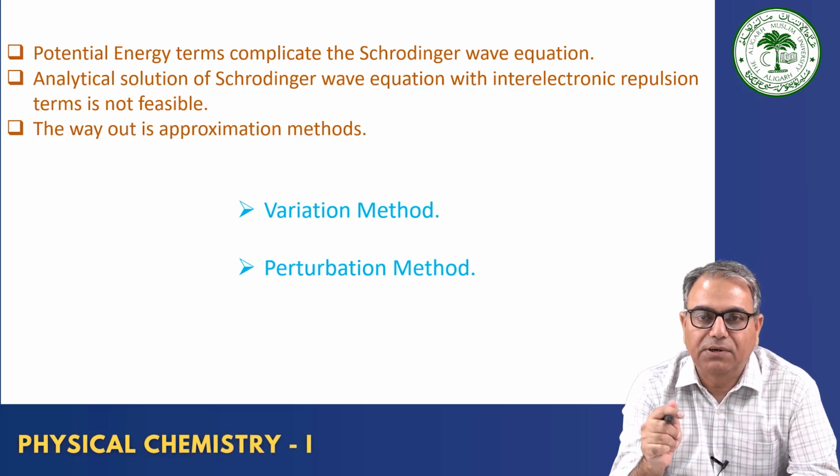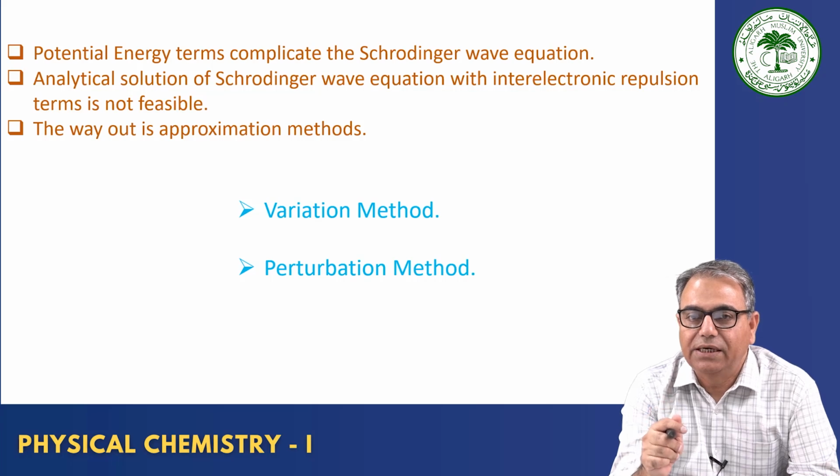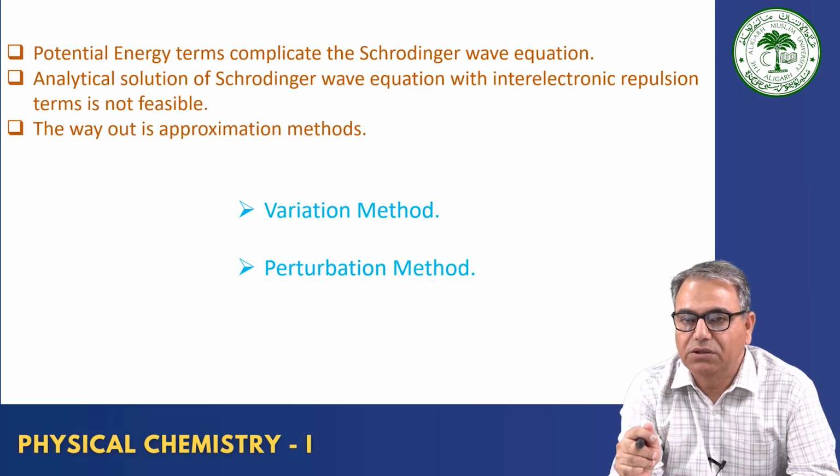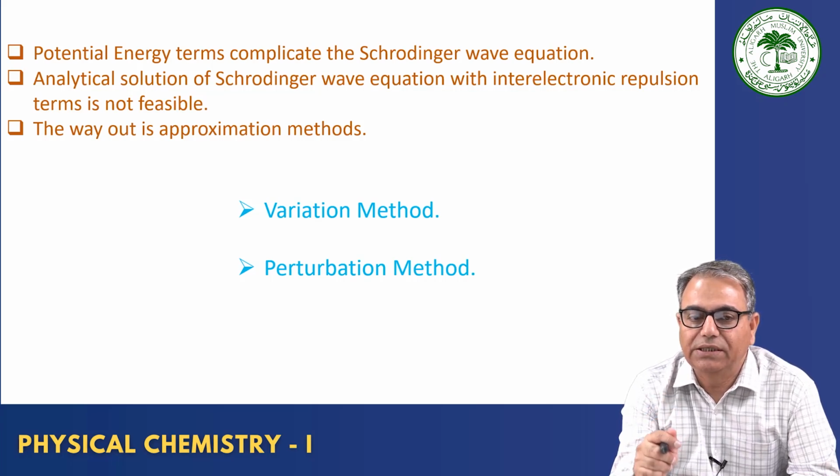So remember that approximation methods are used because there are cases where an analytical solution of the Schrodinger wave equation is not feasible, and you cannot get the exact eigenfunction or exact eigenvalue.